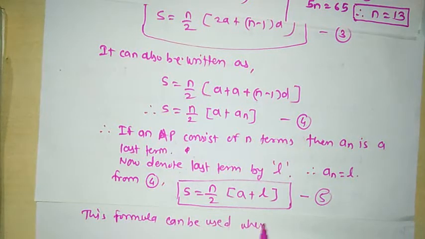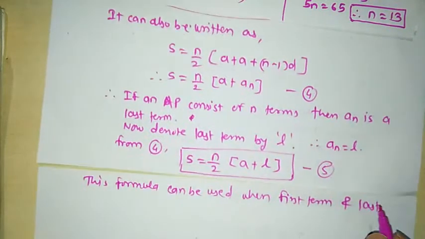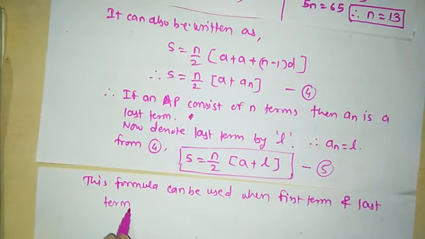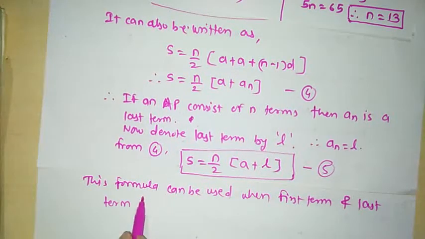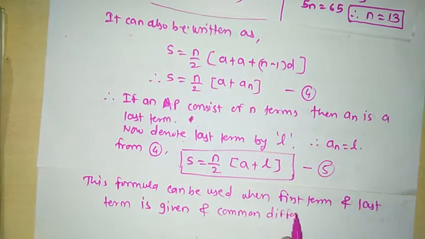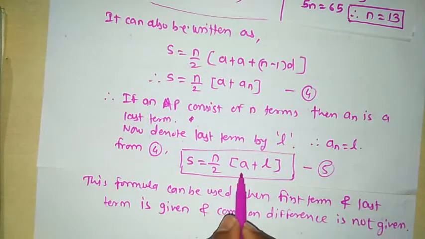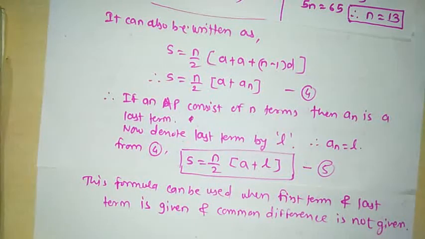When the first term and last term are given, and the common difference is not given, in the above formula we need only the first term and last term. If the common difference is not given, then only you can use this if the first term and last term are given.